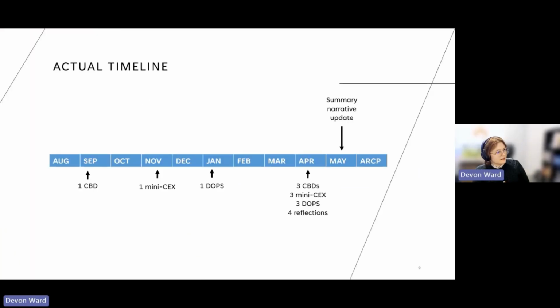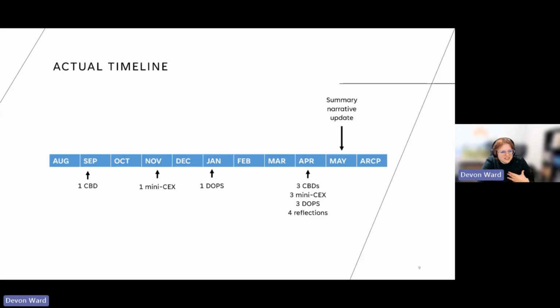This is usually what we end up doing, though, a sort of fairly realistic timeline where we don't really do anything in August because we're trying to just settle into the job. And then in September, you go, oops, I need to do something for my portfolio. And then you think, oh gosh, I'm settling in again. You don't really do much for October. In November, you maybe bash out a mini-CEX, maybe a DOPS in January. And then you go, oh my goodness, ARCP is just around the corner. And then you smash out everything else that you need for your portfolio just at the end of April. Do a summary narrative at the end and then ARCP and off you go. Now, obviously, this is not the ideal. It's probably a little bit of an exaggeration as well.